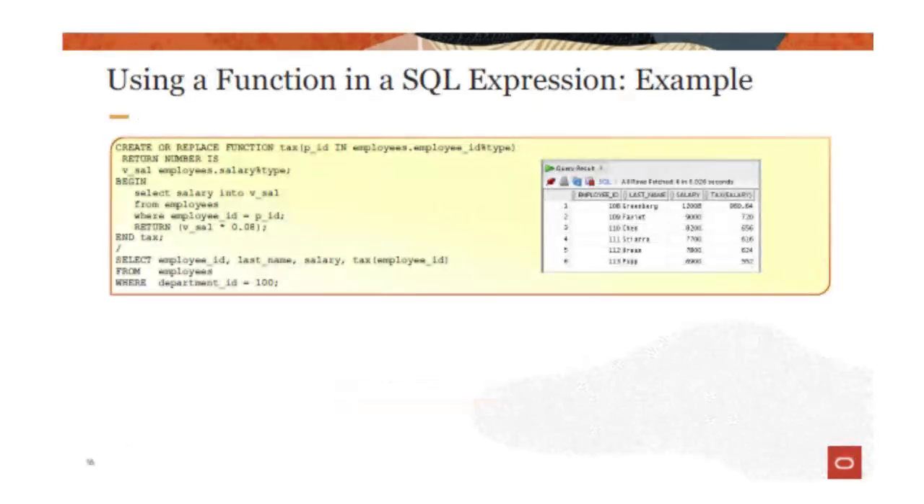How to create a tax function to calculate income tax. The function accepts an employee_id as input parameter and calculates the tax applicable for that employee based on the salary of that employee. To execute the code shown in the slide example in SQL Developer, enter the code in the SQL worksheet, and then click the Run Script icon. The tax function is invoked as an expression in the SELECT clause along with the employee ID, last name, and salary for employees in a department with ID 100.